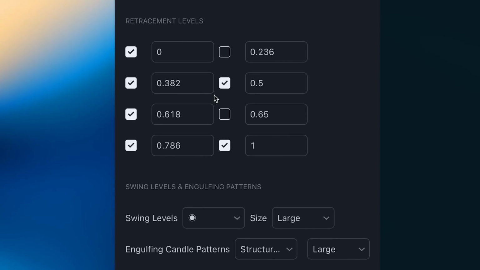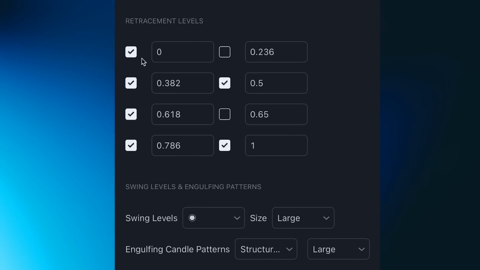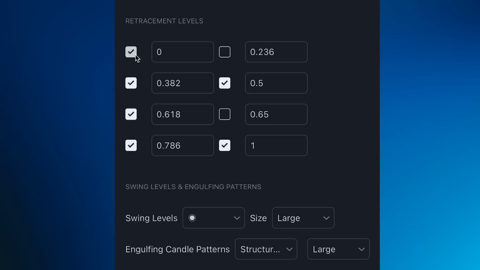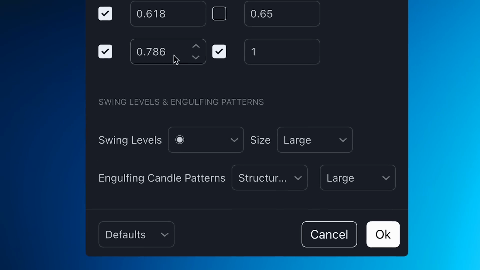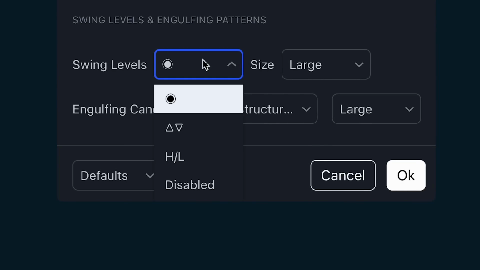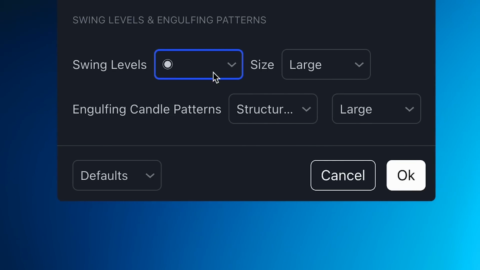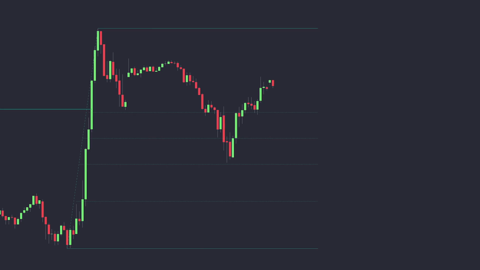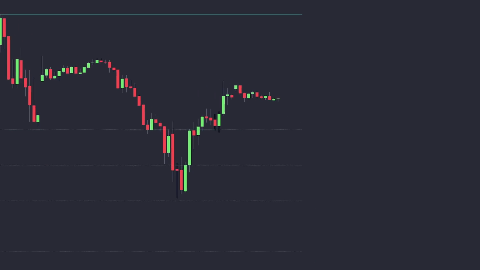Below that, you'll find settings for retracement levels, which can be enabled or disabled. You can also customize these levels and add any additional levels you may be interested in. Finally, as mentioned earlier, you can enable or disable the swing levels shown on the chart and choose whether engulfing patterns are detected.